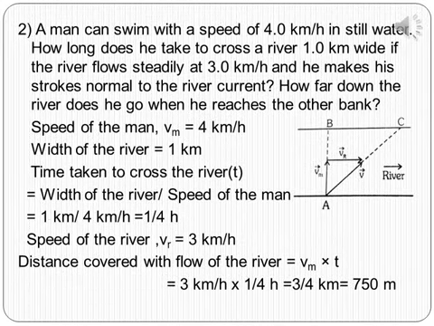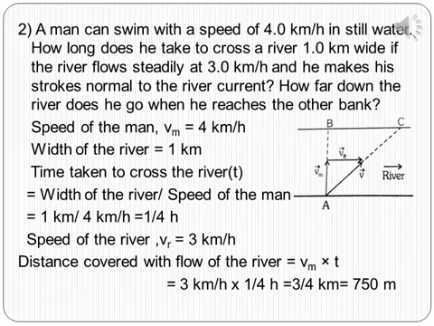A man can swim with a speed of 4 km per hour in still water. How long does he take to cross a river 1.0 km wide if the river flows steadily at 3 km per hour and he makes his strokes normal to the river current? How far down the river does he go when he reaches the other bank?